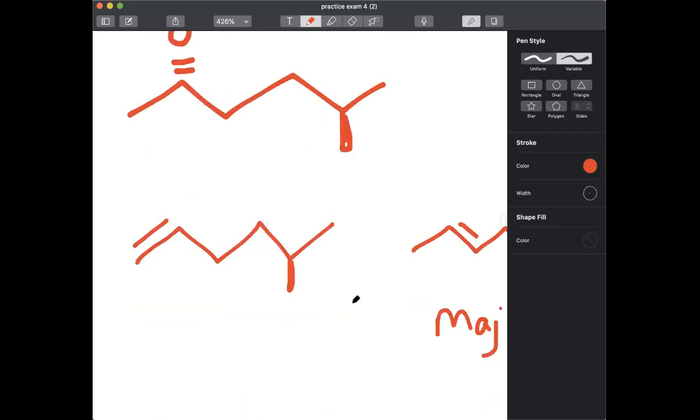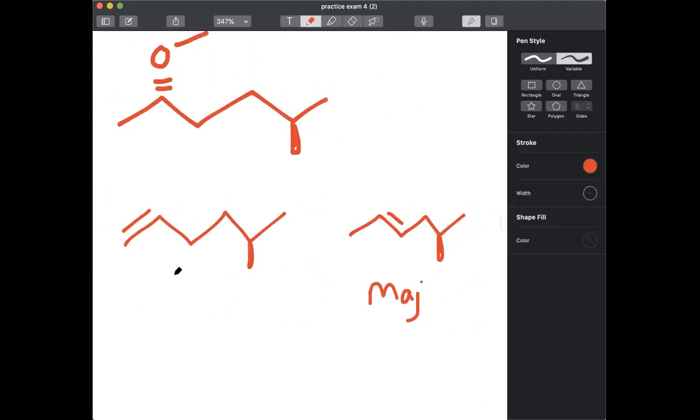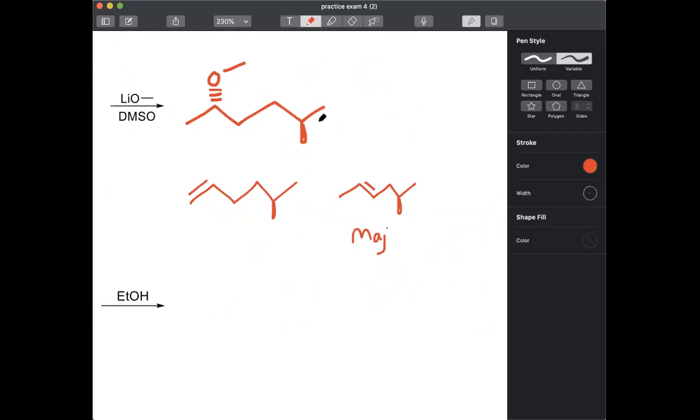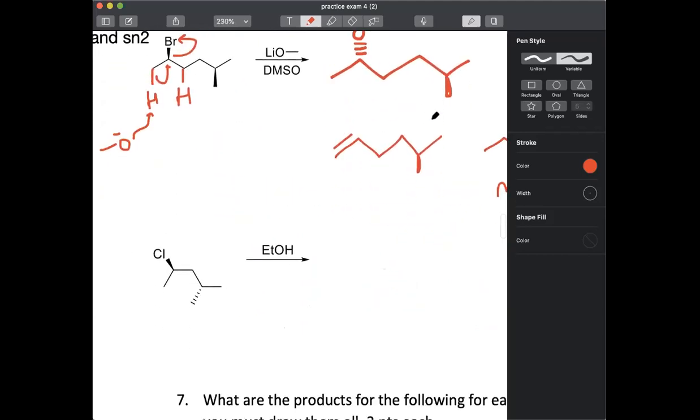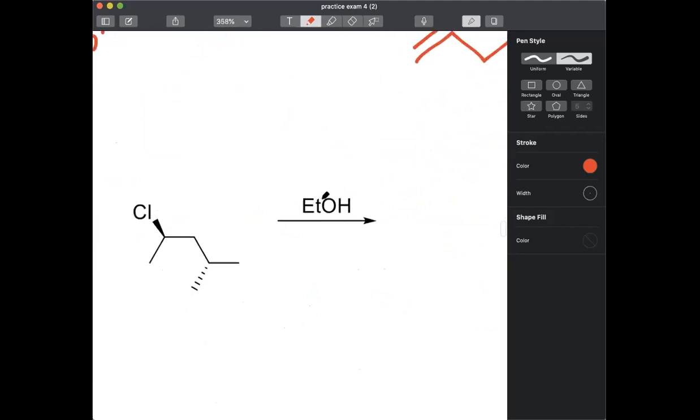Okay. If we do the same thing here, what substitution is this going to be? Mono, tri, di, tetra. Mono? Yeah, mono, and then this is di, right? So since this is more substituted, it's the major. Okay, cool? Yes, thank you. Yeah. All right, last one.